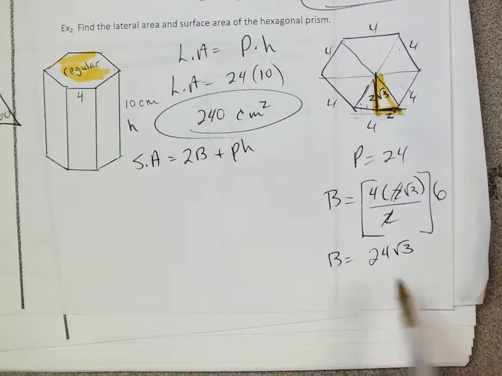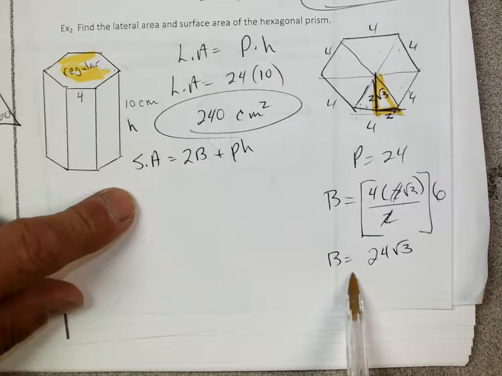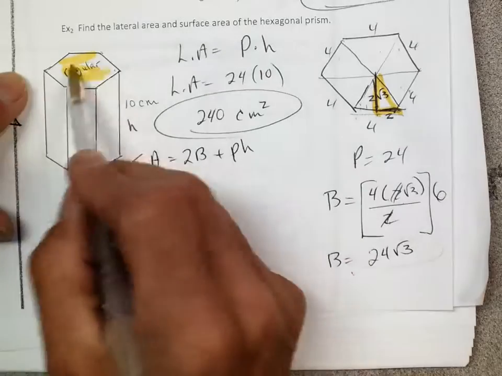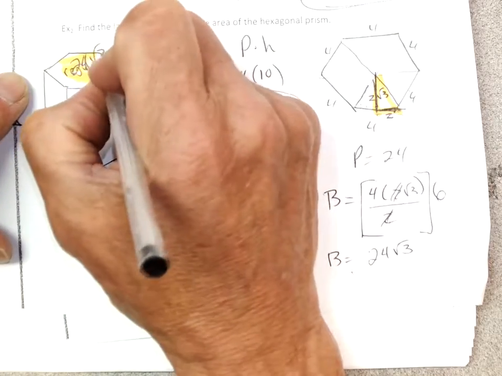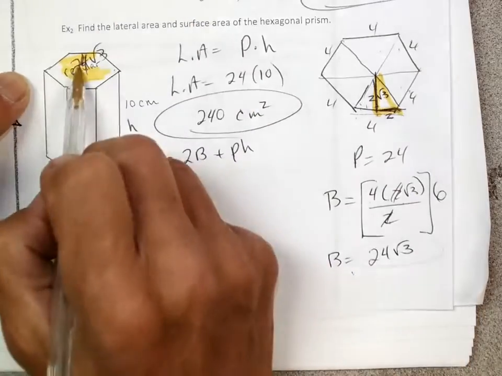So, surface area, you ready? This is the area of the base. That's right there. That's the area. That top and that bottom is going to be 24 square root of 3. That's the area of that. So, the top and the bottom, I've got 2 of them.